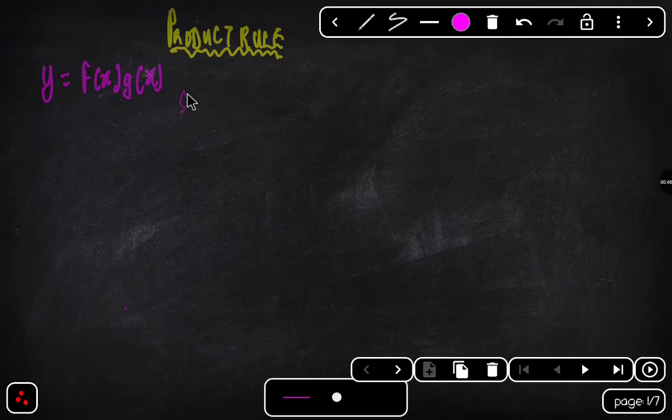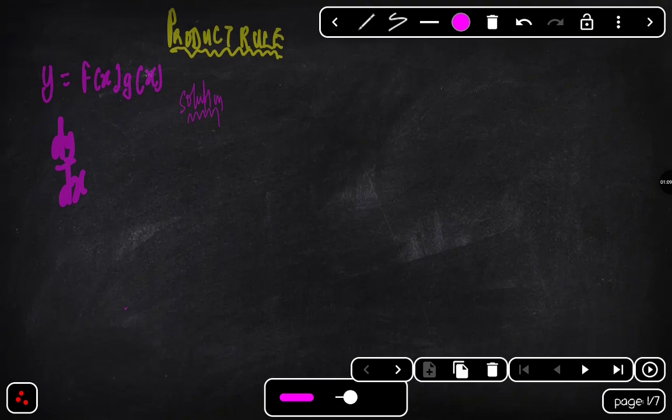All right, so for the solution, I'm going to explain how to do this, and then I'm going to give you some examples on this particular topic. Okay, so dy/dx, or you call it y prime of x.